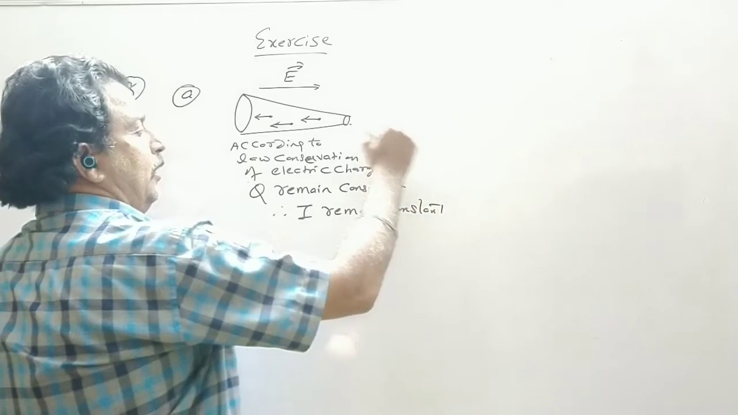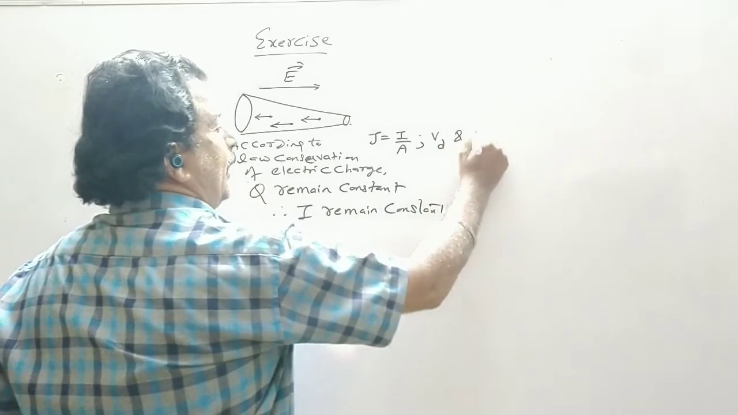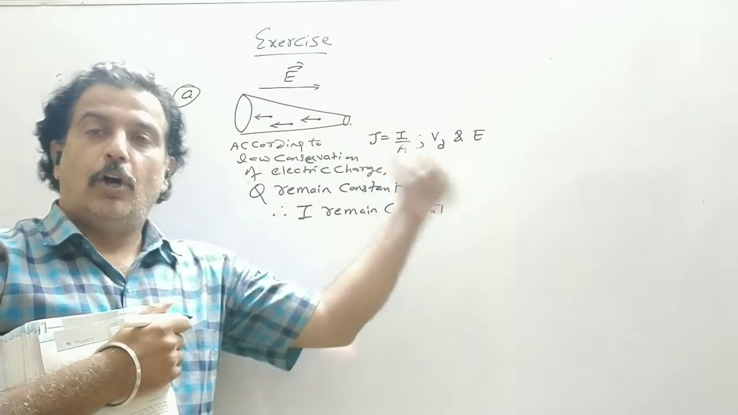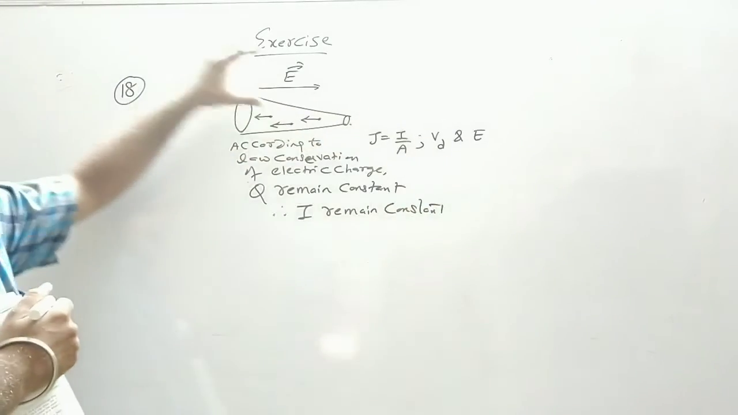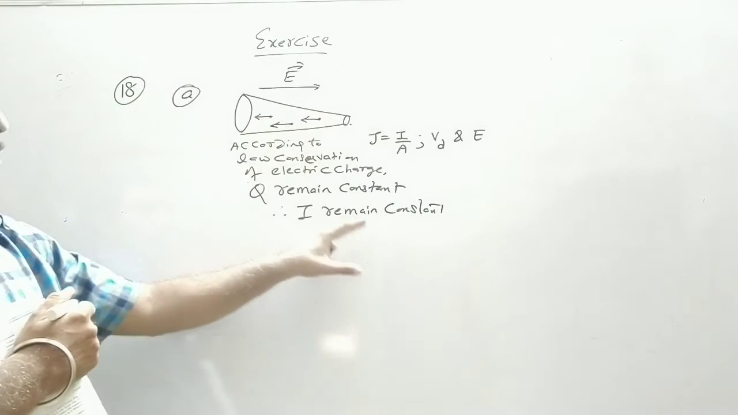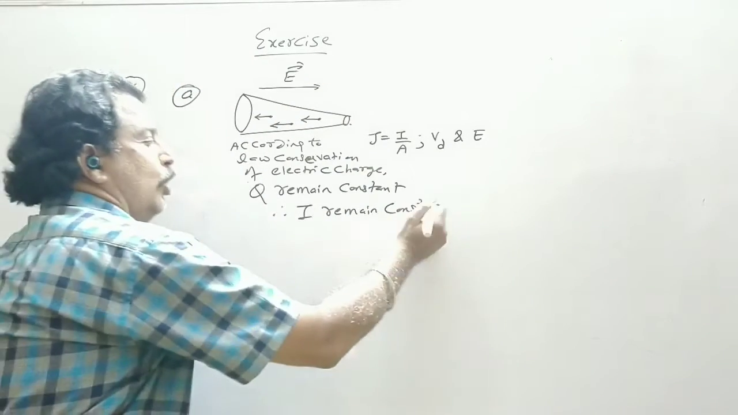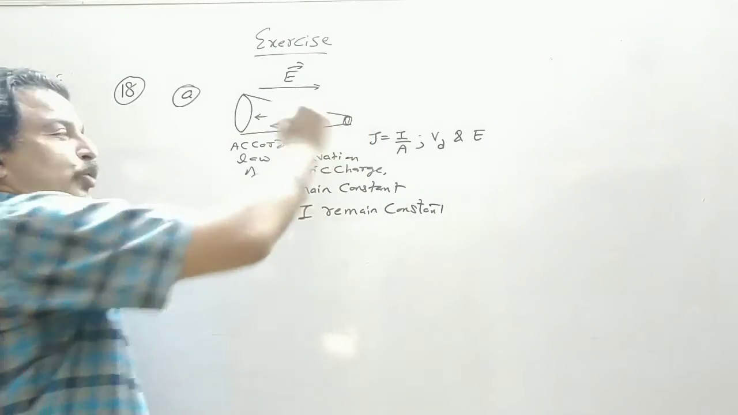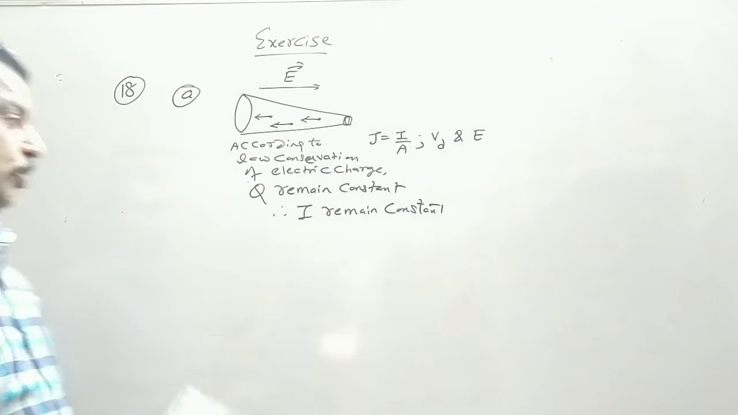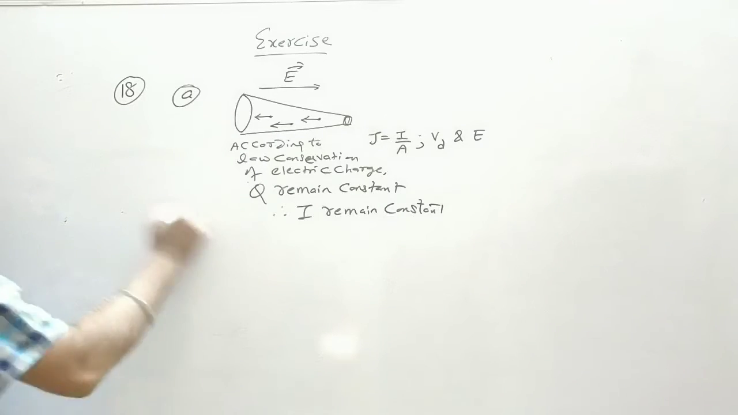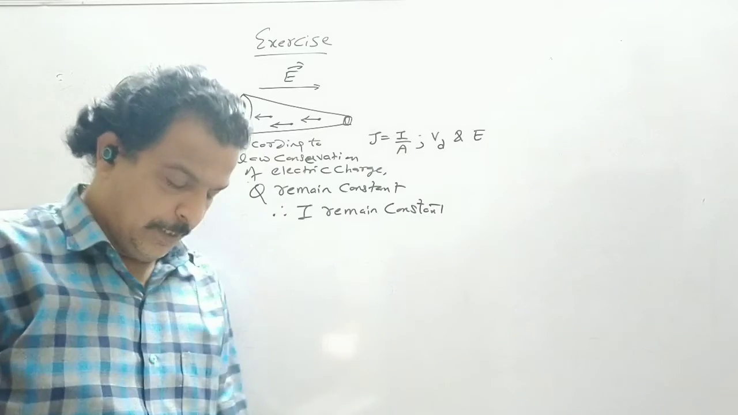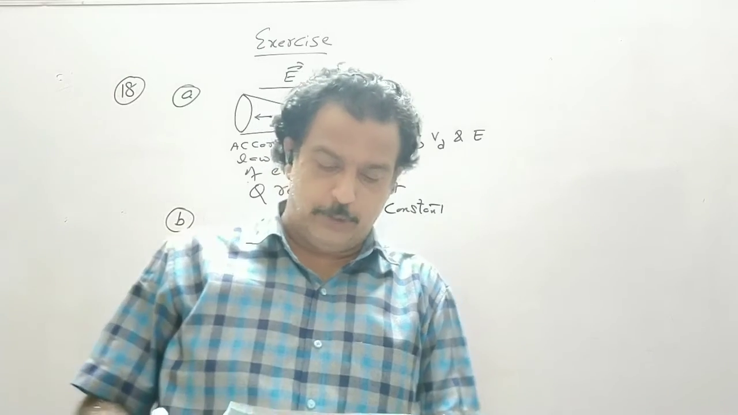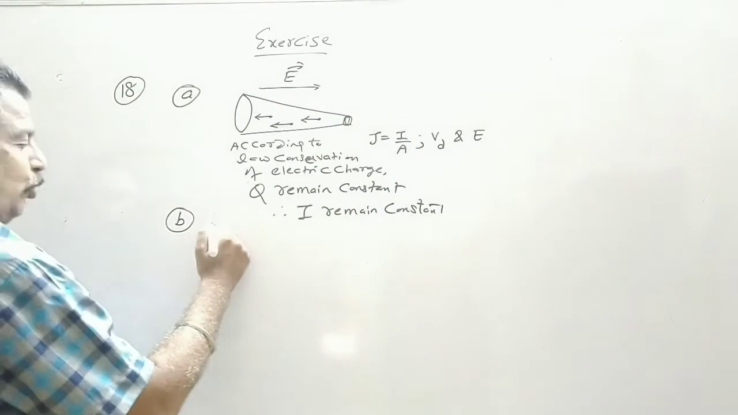So J, drift speed or electric field, all these quantities depend directly or indirectly on the area, but the current always remains constant because it does not depend on the cross section. The current is due to the motion of charge, and according to the law of conservation of charge, the charge always remains constant. Second part: is Ohm's law universally applicable for all conducting elements? If not, give examples which do not obey Ohm's law.